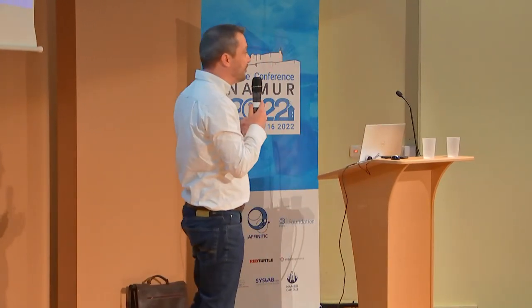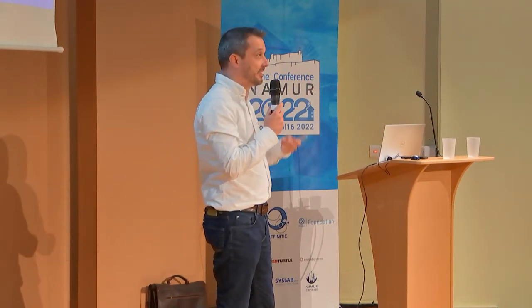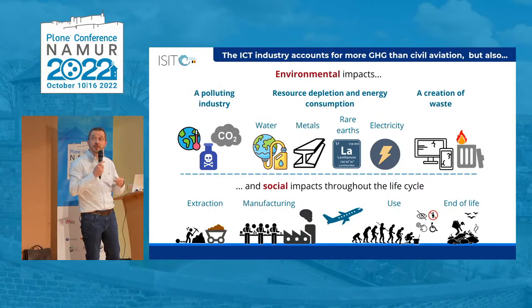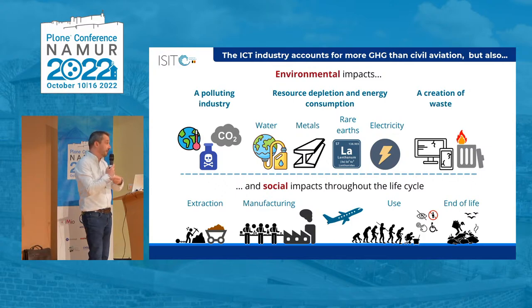Something that was completely unknown until recently, and we used to be told to take fewer planes, fewer cars, etc., and never think about the usage that we make of IT. Actually, you've seen for the metals, etc., but there's lots of pollution that arises because of the extraction, because of the manufacturing of our equipment, and also because of the waste that our equipment creates, and also quite a lot of social impacts. You've seen the working conditions in the extraction, but also working conditions in the manufacturing industries to create, manufacture our equipment.